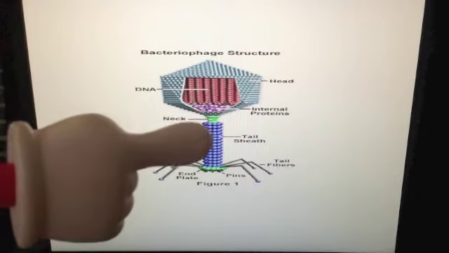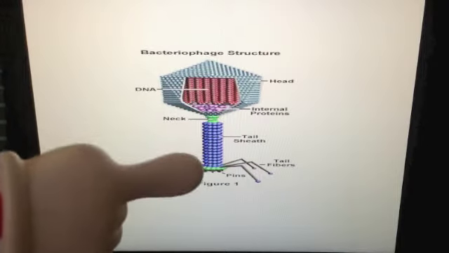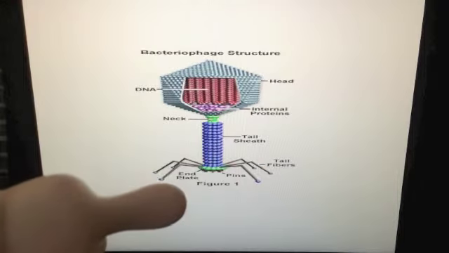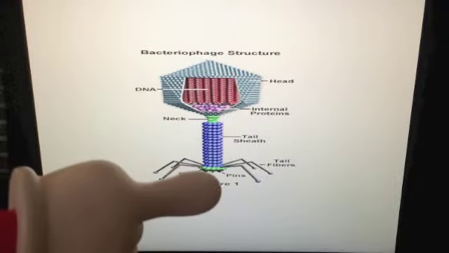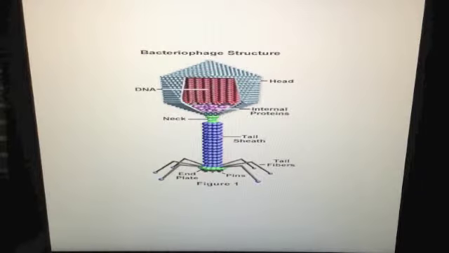Right here is the neck. This is the tail sheath. These are the tail fibers. This is the end plate and the pins, which are used to connect to their host cells.